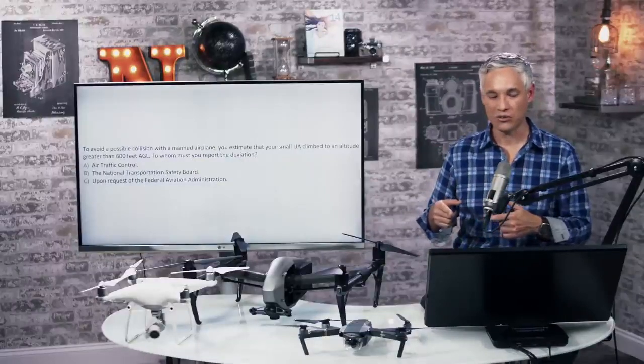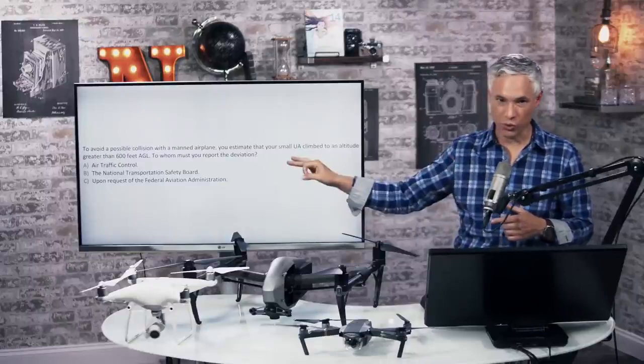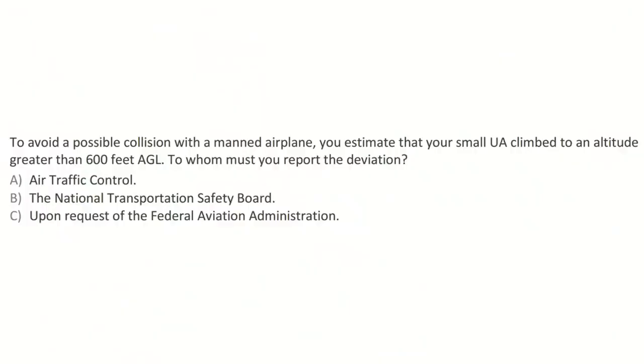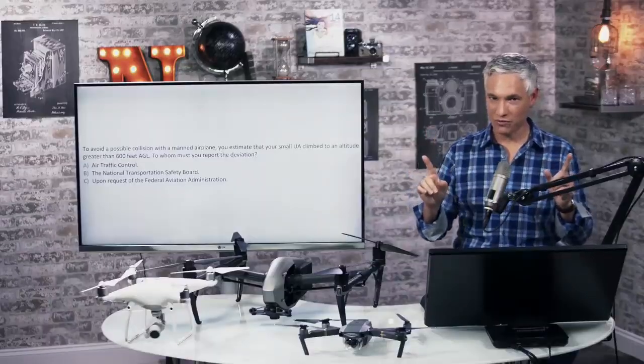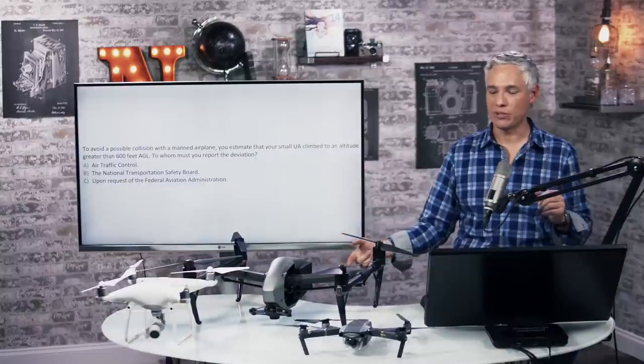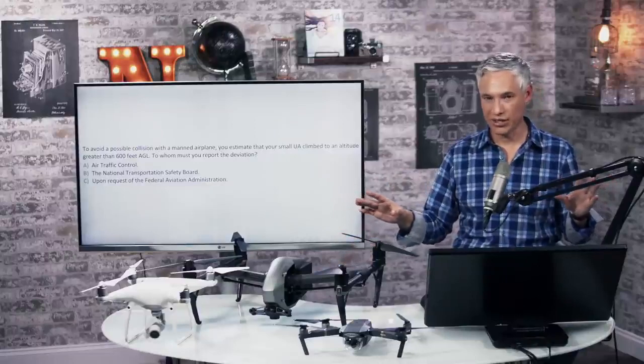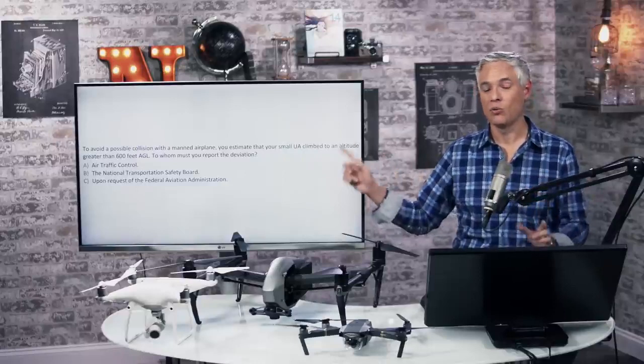Air traffic control would never ask you to report something. The NTSB would never ask you to report something. The TSA will never ask you to report something, nor will the Department of Defense. These are all things you might see as distractors. The only person who you will ever report to is the FAA, and you don't actually have to report flying over 400 feet if you do it to avoid something. They don't want to be bothered with lots of little reports like that. Only if it becomes news and they say, hey, make a report on this, will you have to report it.